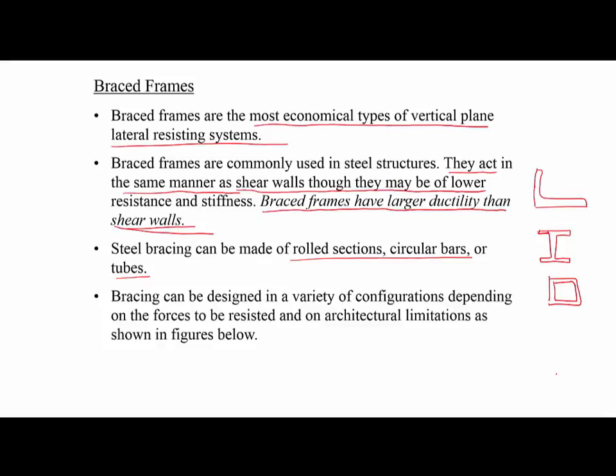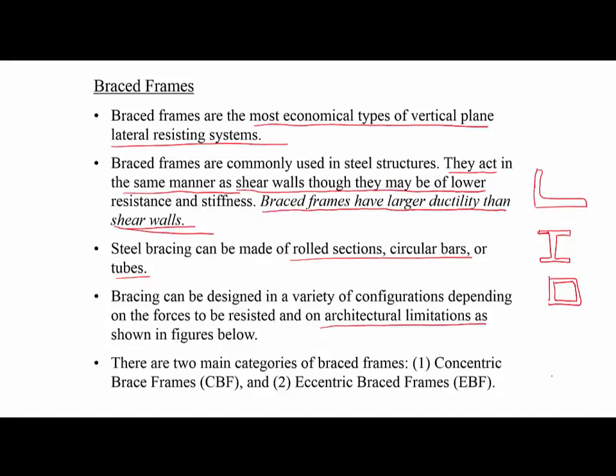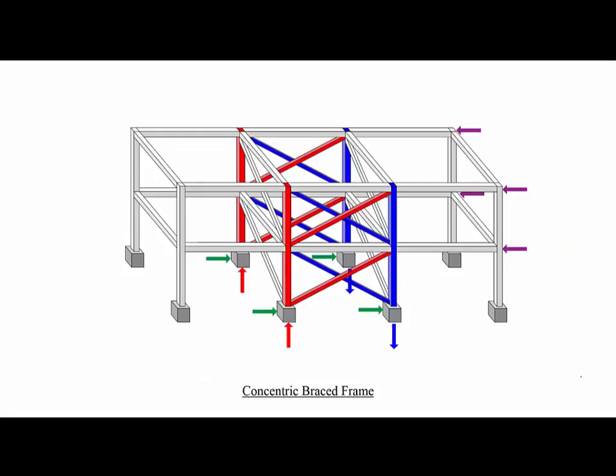They can be designed in a variety of configurations depending on the forces that they have to resist, and also architectural limitations. We generally have two types of brace frame. We have concentric brace frame and eccentric brace frame, which we are going to talk about in more detail in the next few slides.